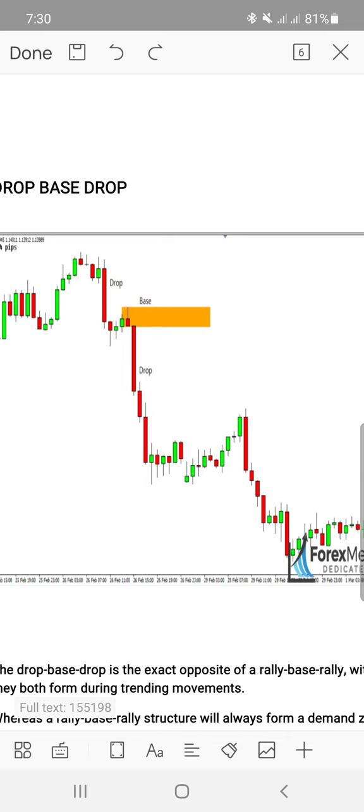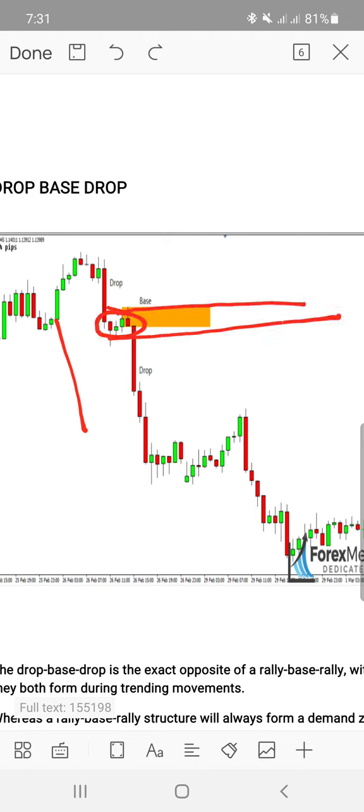Why does it form our supply zone? It sells, right? Consolidates. This is our consolidation, which you now use your triangle to mark out. Then it drops again. The drop base drop zone forms the supply zone. It can never form the demand zone.